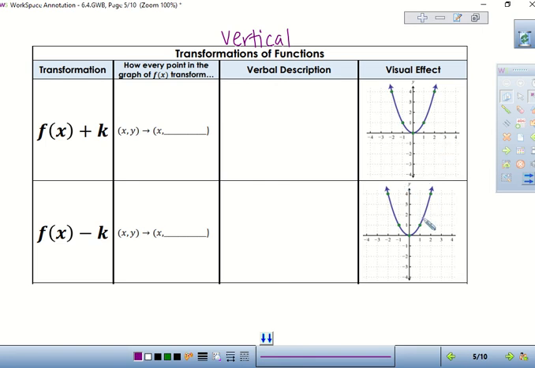Alright, so this one is when we add a number to a function. So when we add a number to a function, how does that affect the function? Moves it up. So your y value goes upward. Okay? So this is what we call a vertical shift in the upward direction.